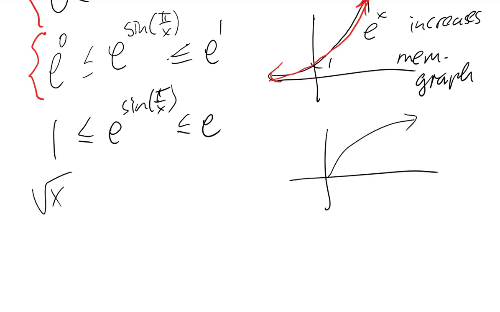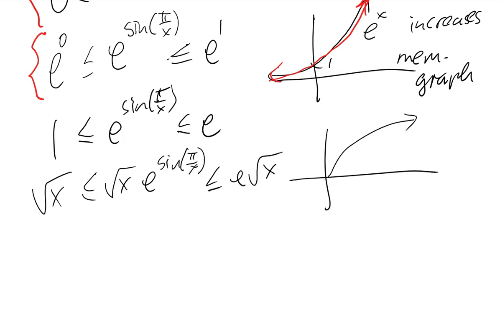Okay, so we'll multiply that by square root of x. Square root of x times 1 is square root of x. Then square root of x times e to the sine of pi over x, and then less than or equal to e times the square root of x. If it were not an increasing function, something like 1 over x, then this is not the case. The inequality signs may switch around. You don't know. But since it's an increasing function, you can still do this.